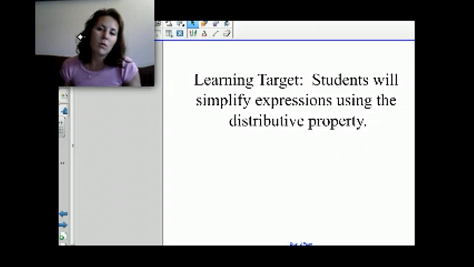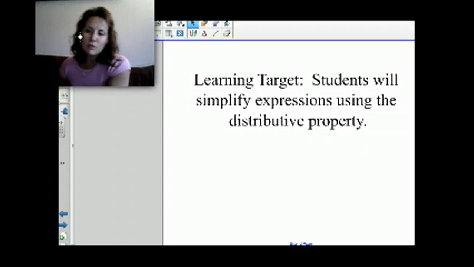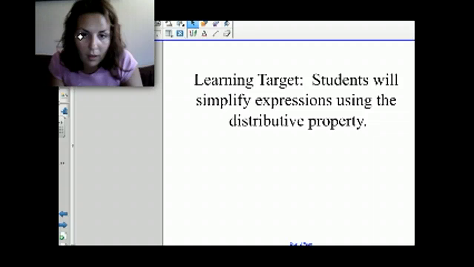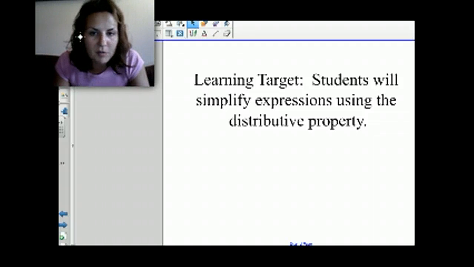Our learning target, we're going to simplify expressions using the distributive property. We threw in the commutative and the associative property because those are important. Okay? But really the focus is knowing how to use the distributive property. See how you did.